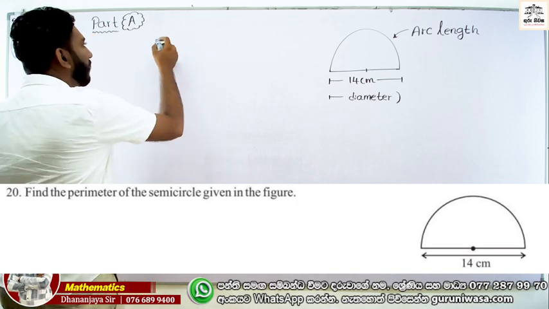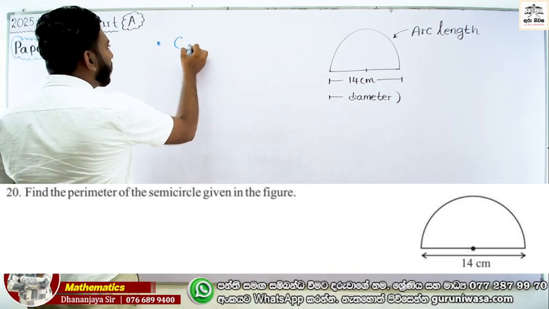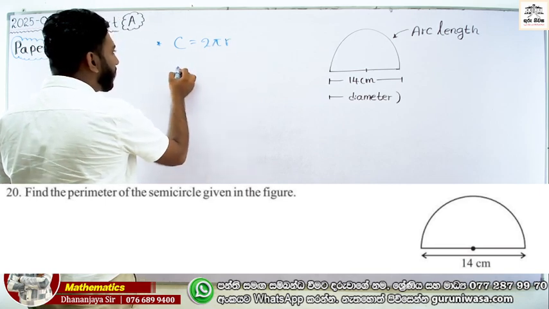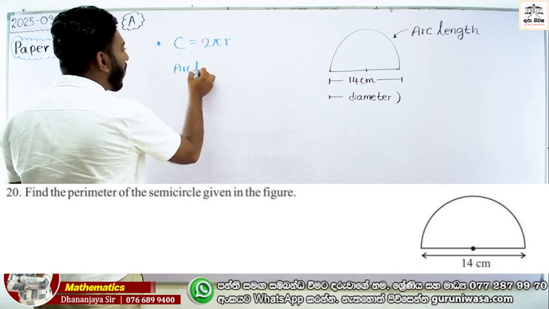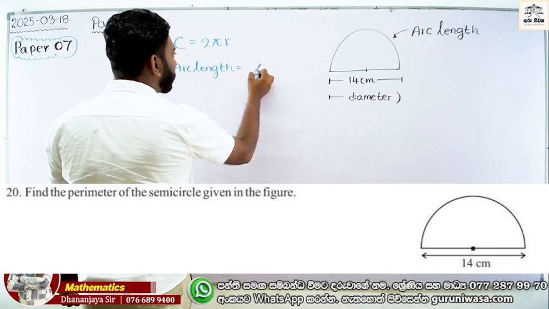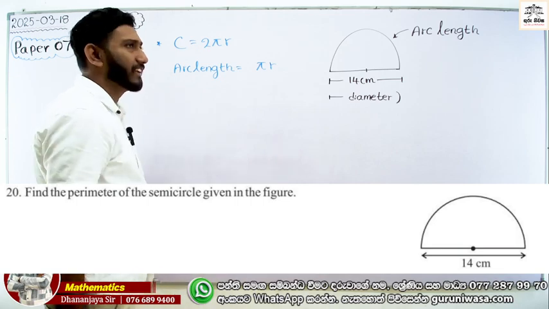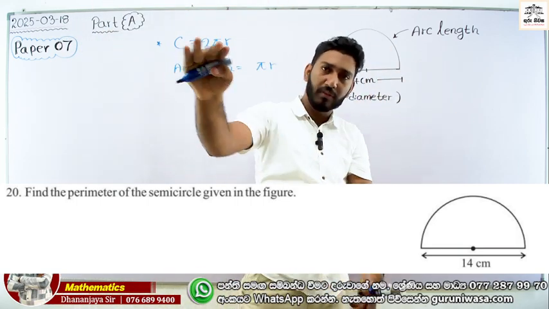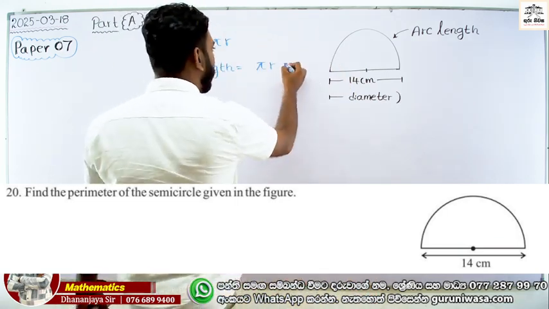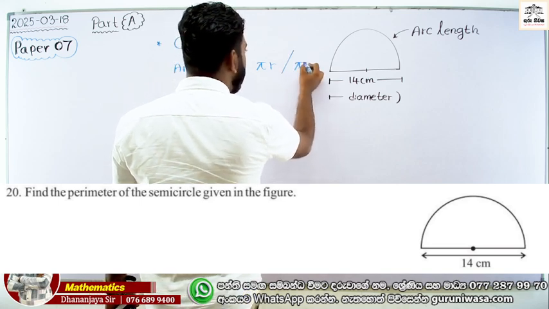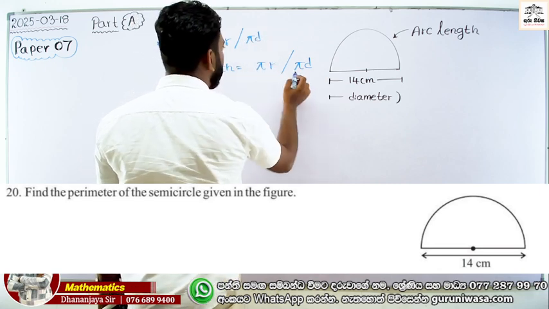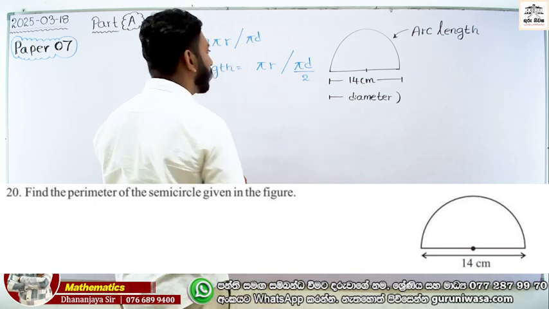There are two methods to find the arc length. And you know C equals 2 pi r. This is a circle. Therefore, the arc length of the semicircle becomes pi r. Circle is 2 pi r. Therefore, half of the circle, the semicircle, is pi r, right? Or pi d for a circle, right? Or for the semicircle, pi d divided by 2, right?